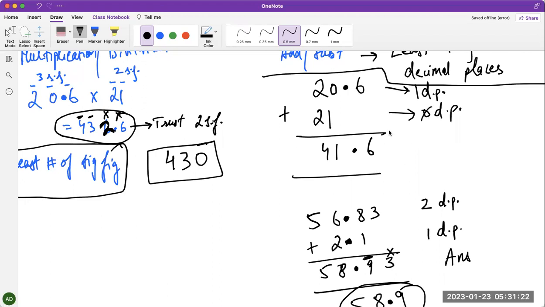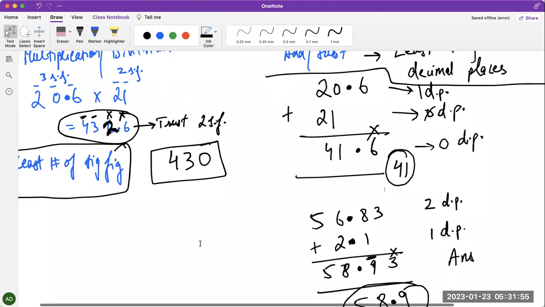What does that mean? In your answer, you go by the least number of decimal places, which is going to be 0 decimal places, which means you cannot keep the 6 anymore. You cannot have any decimal place in this answer. So your answer should just be 41, and that will be the final answer, guys. No decimal place, because the least number of decimal places is 0. You need to keep 0 decimal places. So the whole 0.6 needs to go. So the answer is just 41. Okay, I hope that made sense here.